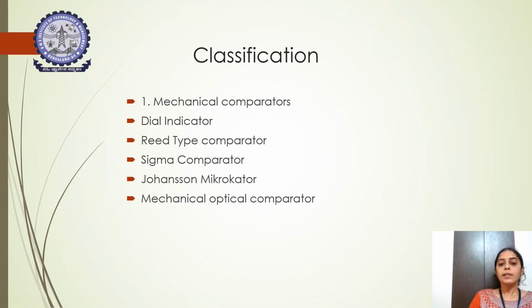In mechanical comparators, there are again subdivisions where we can focus on dial indicator, reed type comparator, Sigma comparator, Johansson Mikrokator comparator, and mechanical optical comparator. But in our syllabus related to mechanical comparators, we have in-depth description for dial indicator, Sigma comparator, and Johansson Mikrokator comparator.